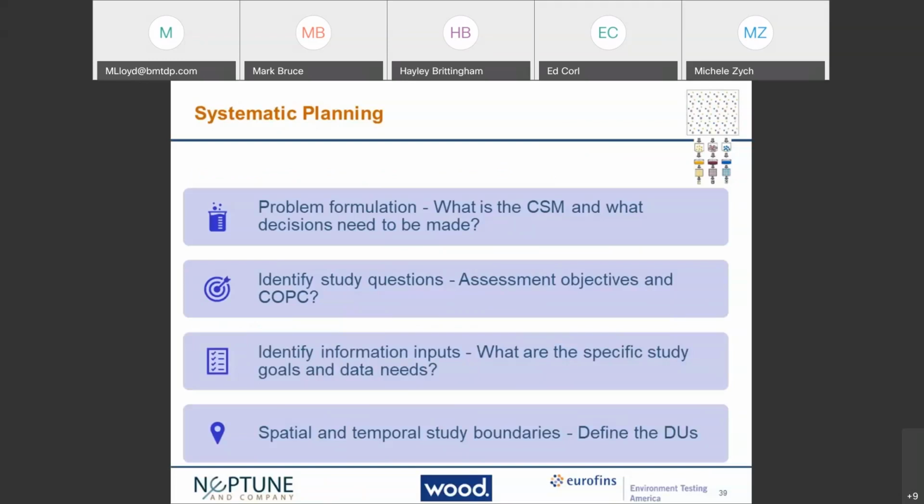Now, the method to set up a systematic plan is very analogous to the data quality objective processes used under CERCLA. It's your DQO process. You start with a problem formulation. You're going to identify your study questions, identify any information inputs that you have, things that are part of your site conceptual model. You're going to define your spatial and your temporal study boundaries. And this last element is directly related to defining your decision units and your sampling units for the execution of ISM.